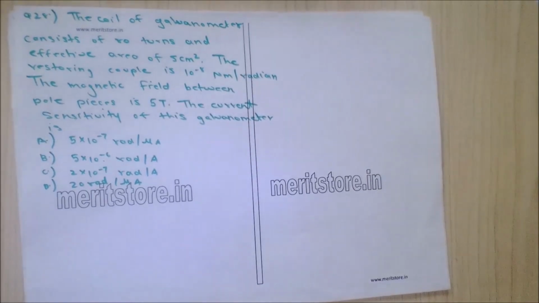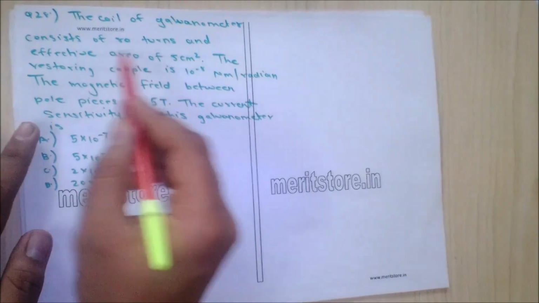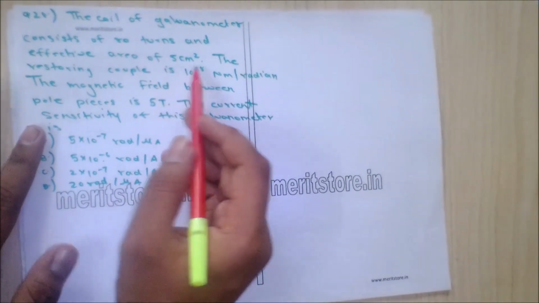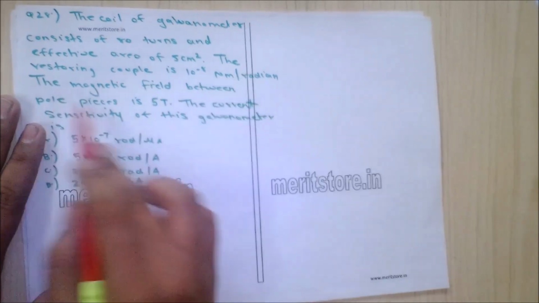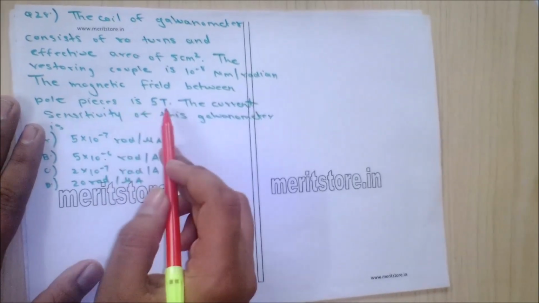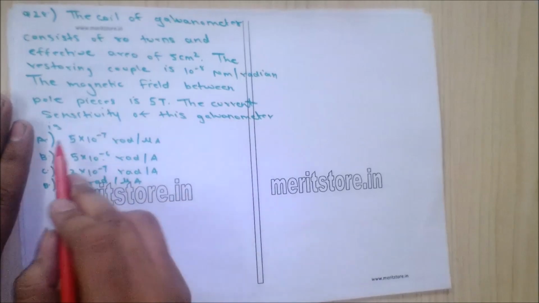Question number 28. The coil of galvanometer consists of 80 turns, an effective area of 5 cm square. The restoring couple is 10 raised to minus 8 Newton meter per radian. The magnetic field between the pole pieces is 5 Tesla. The current sensitivity of the galvanometer is.